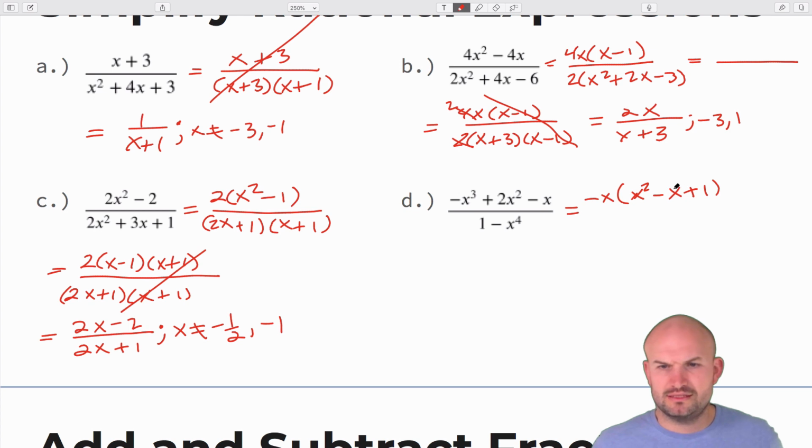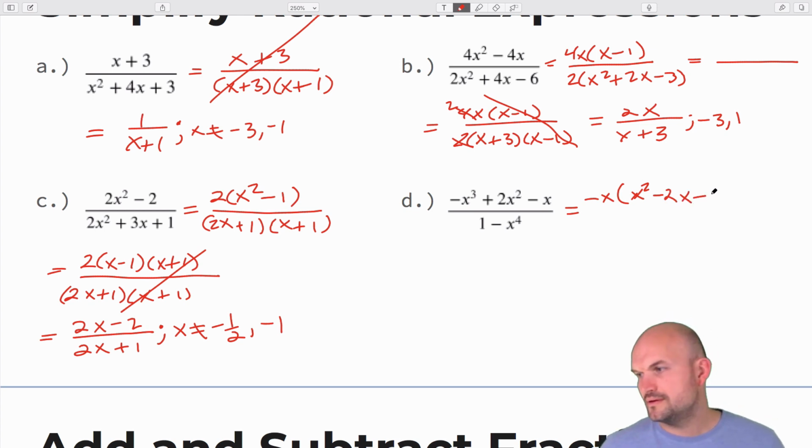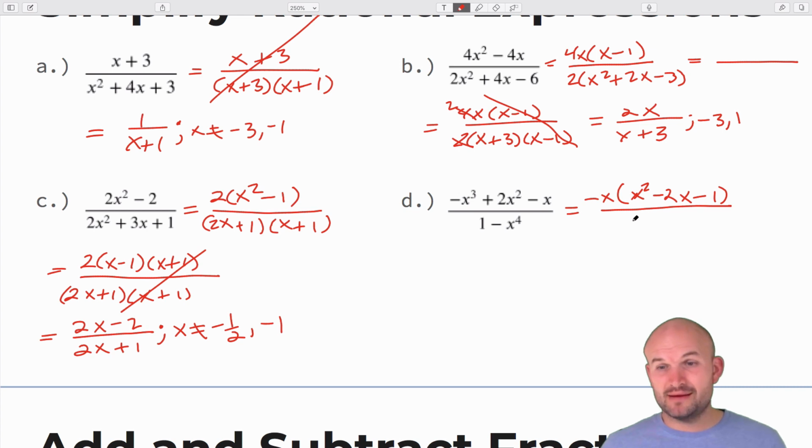minus 2x. Shoot. Okay, so it's a minus 2x. Oh, I can't believe I did that. Minus 1. All right. And then over here, I'm going to rewrite this again in standard form. Actually, let's just rewrite it like this, -4 plus 1.